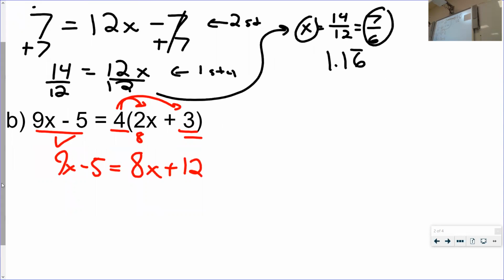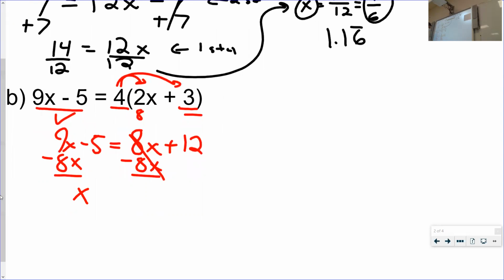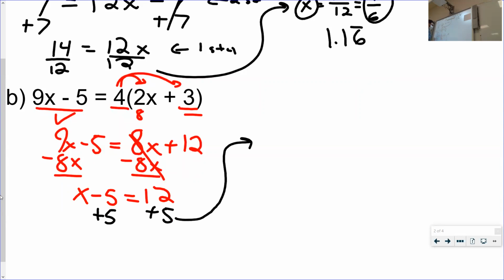From here, we want to move the smallest x over. So the smaller out of 8 and 9 is 8. So minus 8x, minus 8x. This crosses out for us. So we're left here on the left side, x minus 5 equals 12. Hey, we got lucky and it reduced down to a 1-step. Plus 5, plus 5. Your answer is x equals 17.